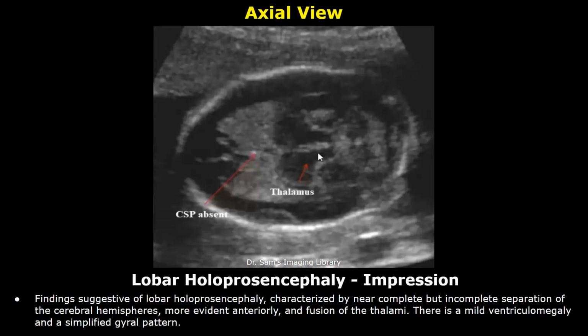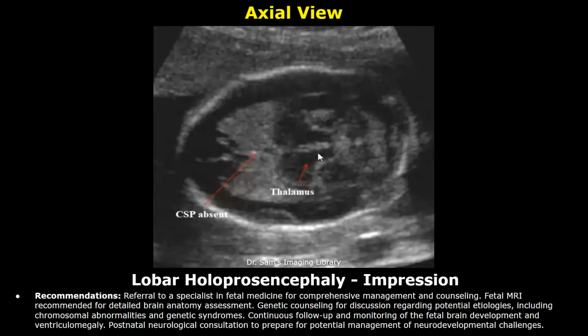This is the impression. Findings suggestive of Lobar Holoprosencephaly, characterized by near complete but incomplete separation of the cerebral hemispheres, more evident anteriorly, and fusion of the thalami. There is a mild ventriculomegaly and a simplified gyral pattern.